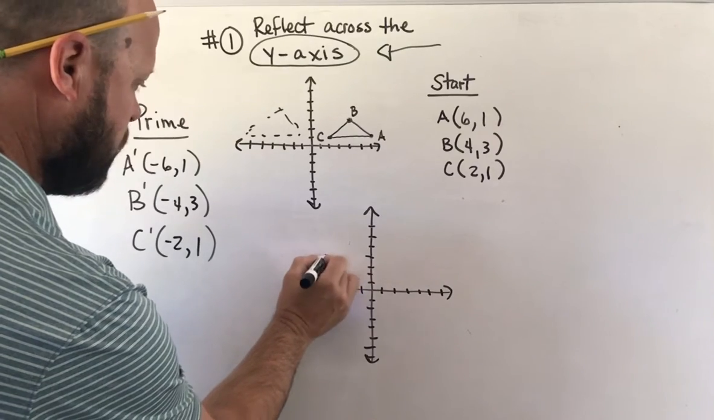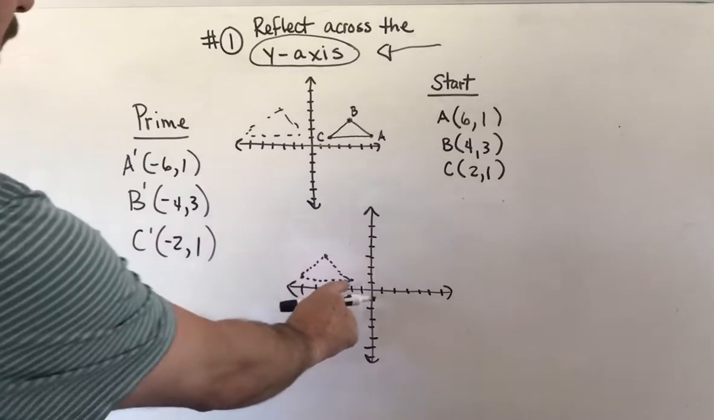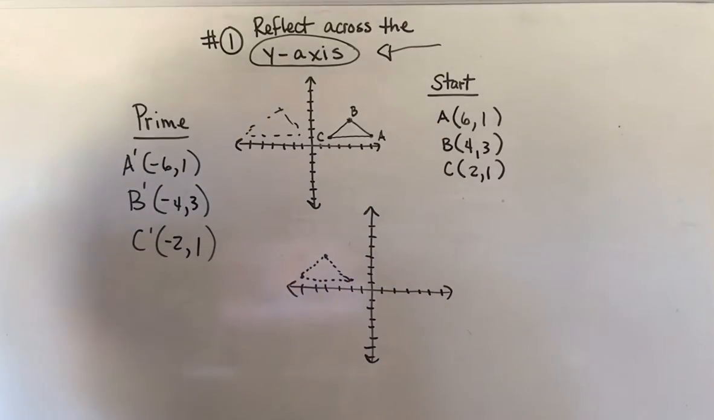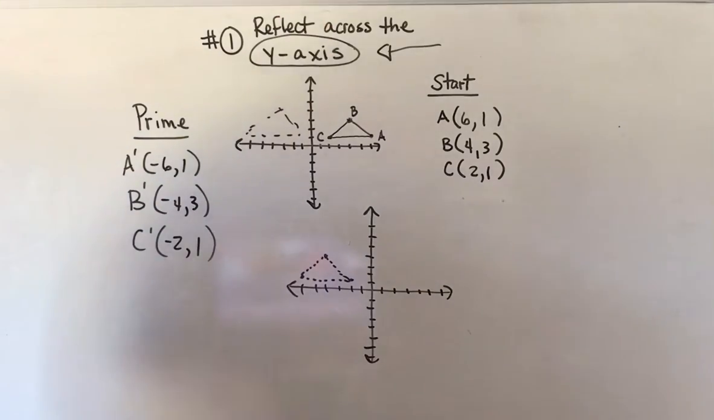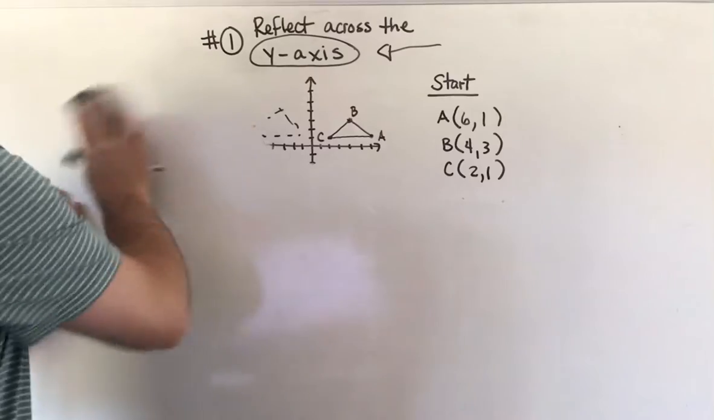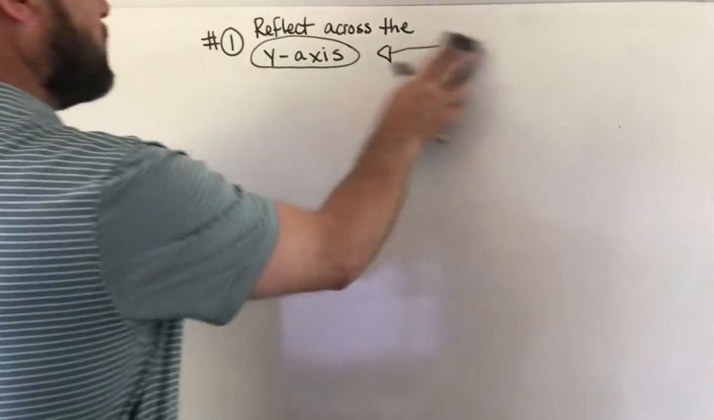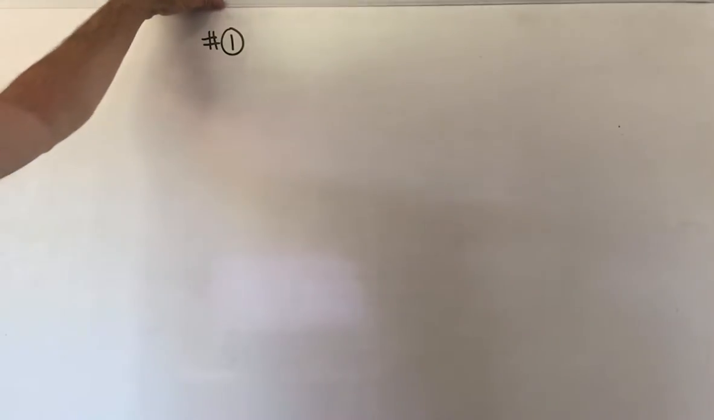And I'm going to go ahead and do the dots because that always tells me that that's my new image. Does this look like a reflection of that? It sure does. And it's across the y-axis. That's number 1, okay? So hopefully you did great on that one. I know some of you really remember this no problem, and for some of you, this isn't the easiest thing to remember, so that's why we're doing these.